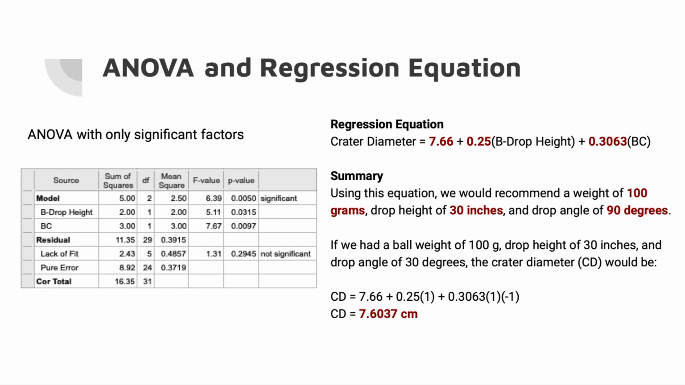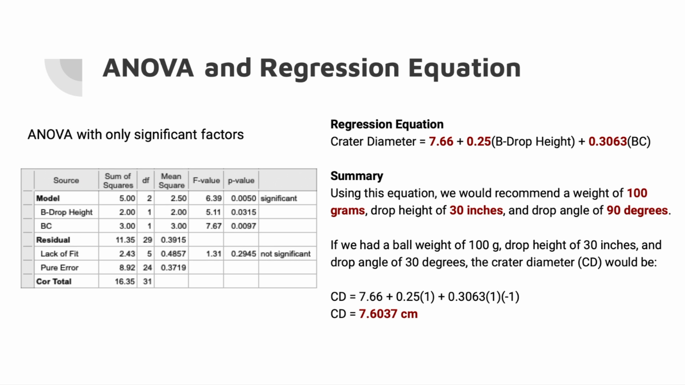Using only the significant factors of the drop height and the interaction of drop height and drop angle, we were able to recreate the ANOVA table as well as create the regression equation, which is the crater diameter equals 7.66 plus 0.25 multiplied by the drop height plus 0.3063 multiplied by the interaction of drop height and drop angle. Using this equation, we found that the crater diameter will be greatest with a 100-gram ball, a drop height of 30 inches, and a drop angle of 90 degrees.